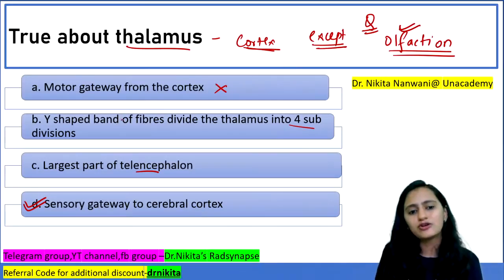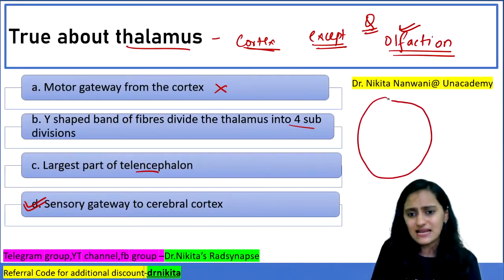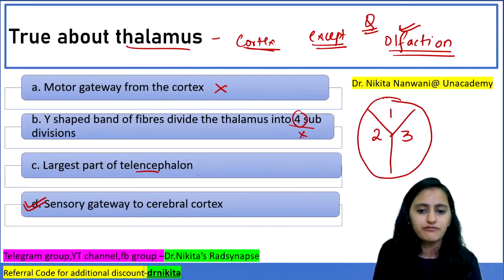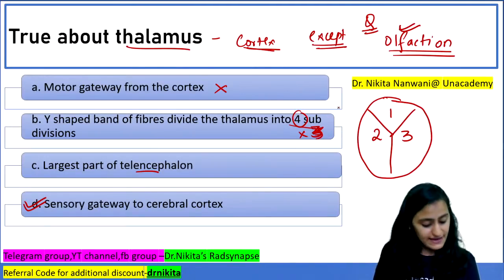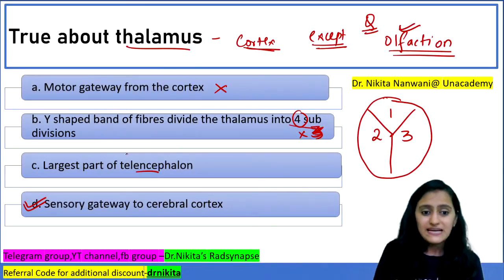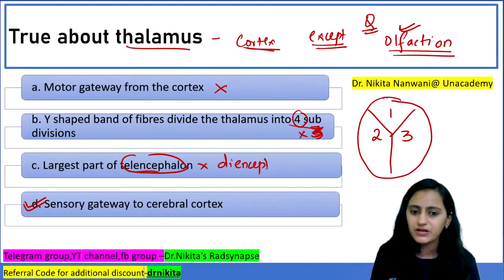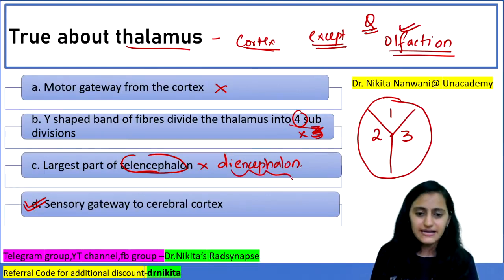What is incorrect in option B? So we know that there is a thalamus, and there is a Y-shaped band of fibers. It divides the thalamus into 3 subdivisions, not 4 subdivisions. So again, important point that it is divided into 3 subdivisions. It is not the largest part of telencephalon. It is the largest part, but of diencephalon. Not of telencephalon, it is of diencephalon, right?